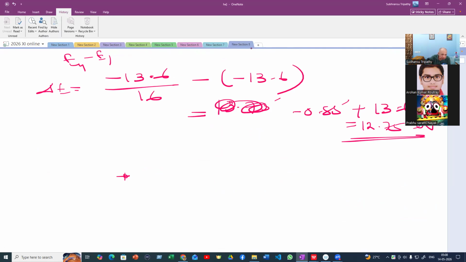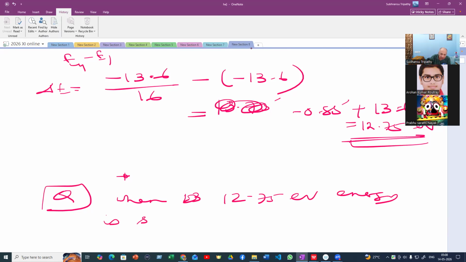Now the question is something different. I got this value through you, and I am using this value now for another question: when 12.75 eV energy is supplied to ground state hydrogen.